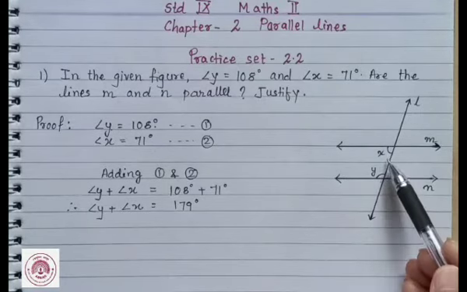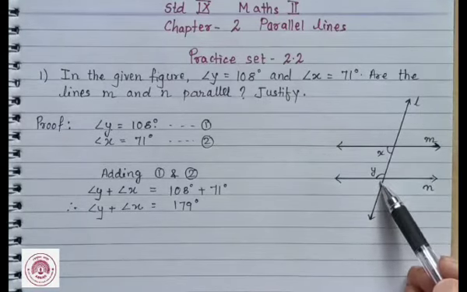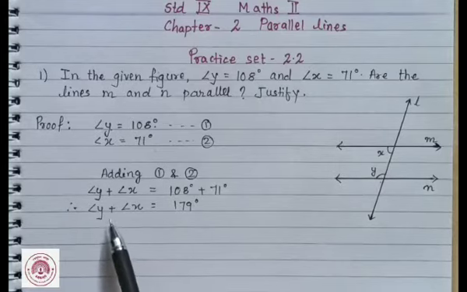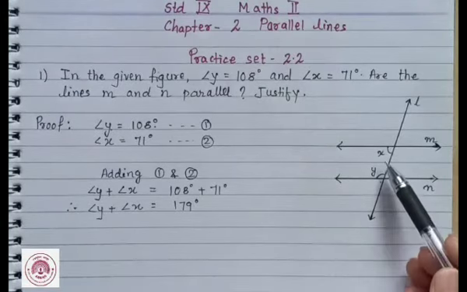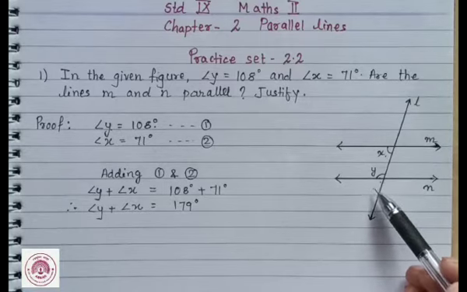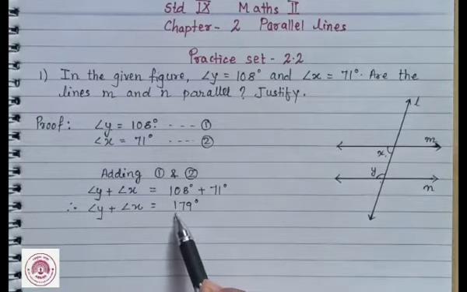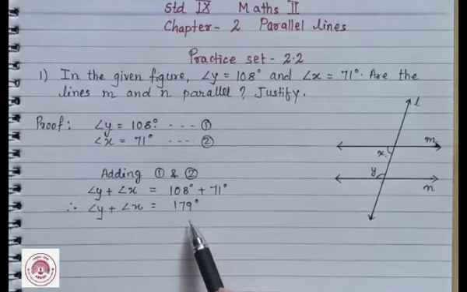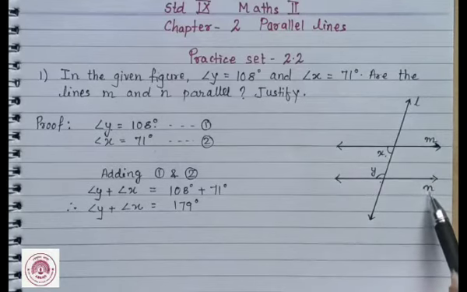Now here angle X and angle Y form a pair of interior angles. Since these two angles, that is angle X and angle Y, are not supplementary. Why are they not supplementary? Because the sum of these two angles is not 180 degrees. So therefore line M is not parallel to line N.